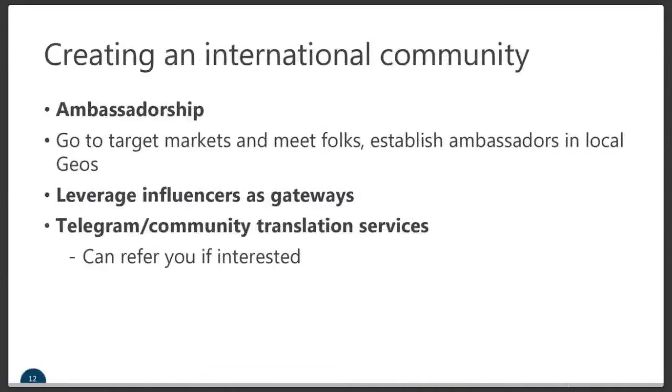So I think this is the last piece here, at least for the bulk of the presentation: creating an international community. How do we go about that? What do we do to create an international community? Language barrier can be tricky, but one thing we can do is ambassadorship and leveraging influential voices in local markets. One thing that we'll be working on with Beaxy, and I've already begun working on, is identifying those influencers who are in targeted geos that we want to hit.